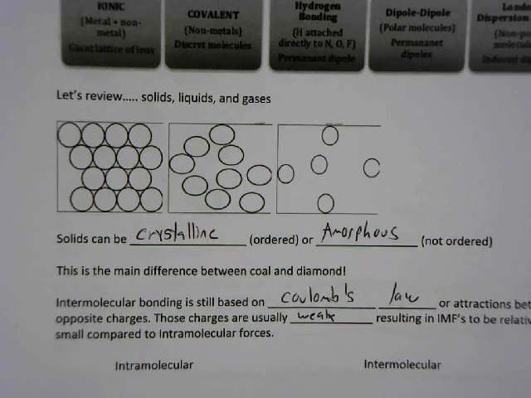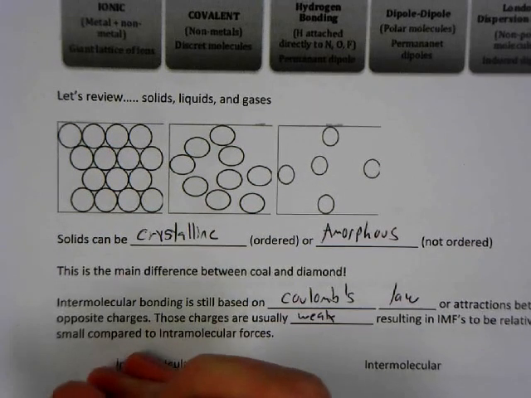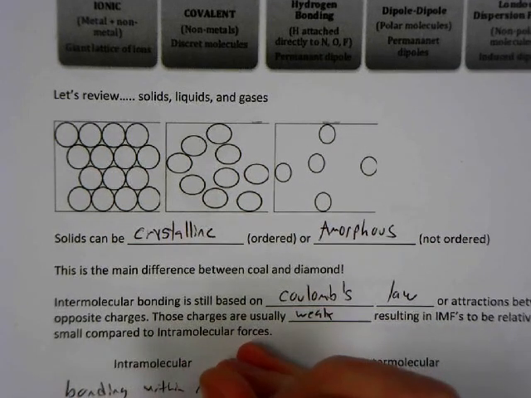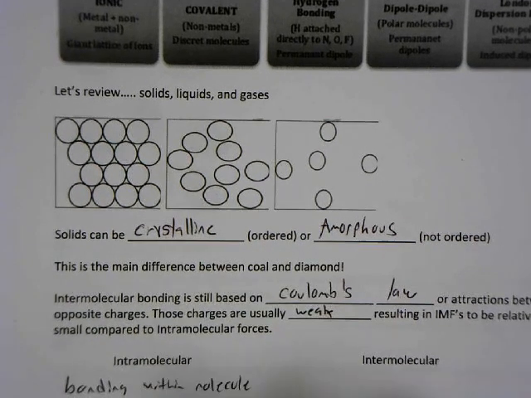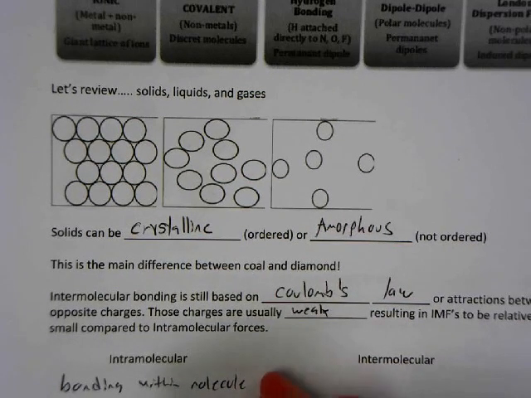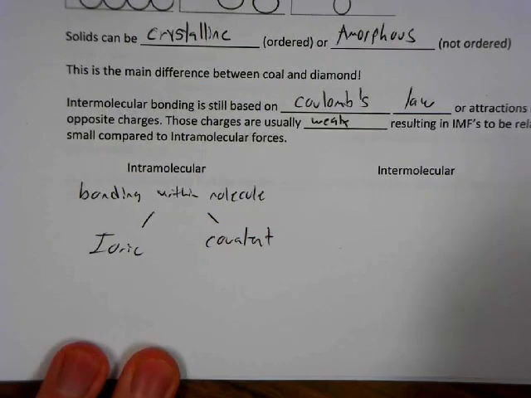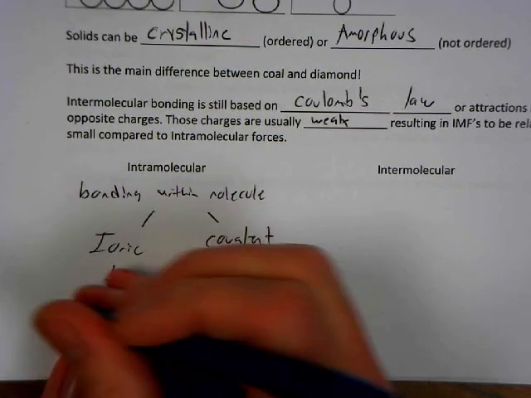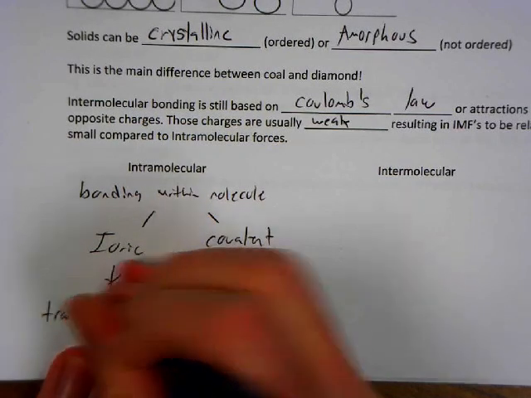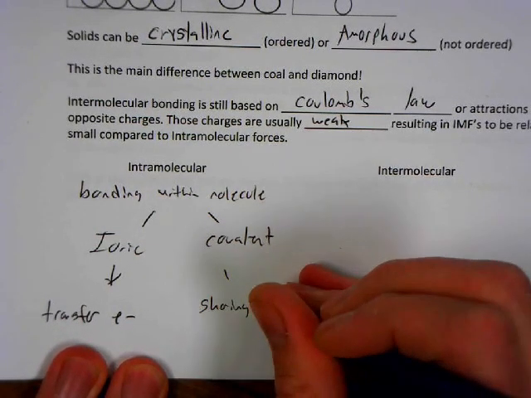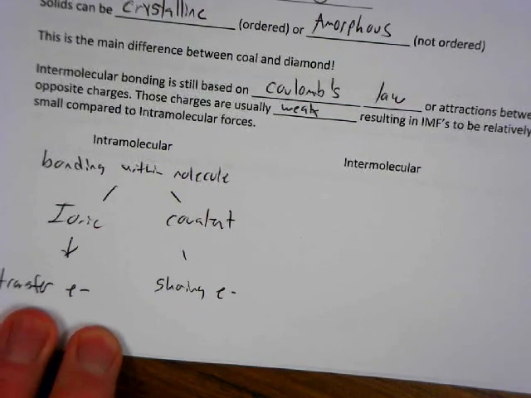So, to summarize, intramolecular is bonding within a molecule. And there's two types. One is ionic and one is covalent. Ionic is by what? What's happening in ionic? Transfer of electrons. And covalent is sharing, because we say that sharing is covalent.